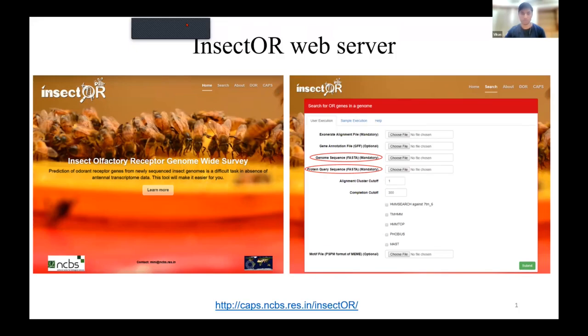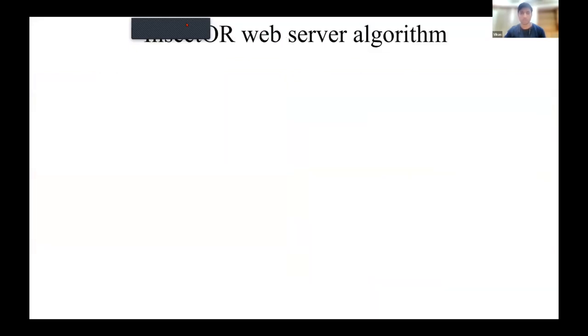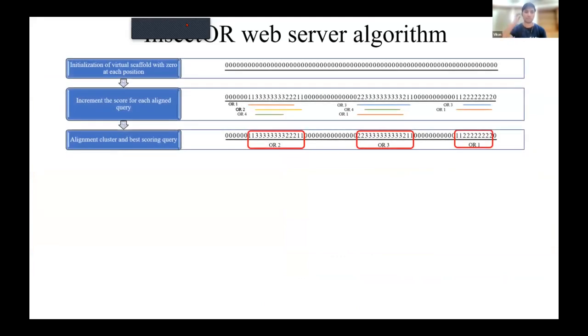For that, we can take the OR sequences of already annotated insect genomes, for example, from Drosophila or from the mosquito. Once we have those input files, we start by aligning the known query sequences to the given genome sequence, for example, on the virtual scaffold. By the alignment, we find the best query sequences aligning to each of those subclusters. For example, in this case, we can identify OR1 as the best scoring query sequence for that particular genomic locus.